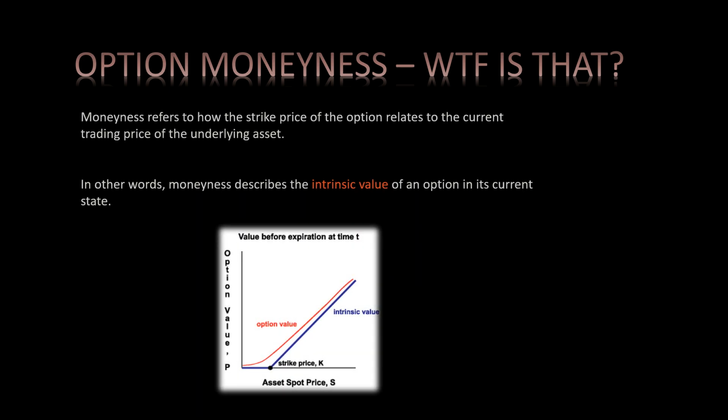Moneyness refers to how the strike price of the option relates to the current trading price of the underlying assets. So, in other words, moneyness refers to how the strike price of GameStop, or the strike at which you place your bet on, relates to the underlying asset GameStop, as in GameStop's current market price. In other words, moneyness describes the intrinsic value of an option in its current state. And then there's a nice little chart for you right there.